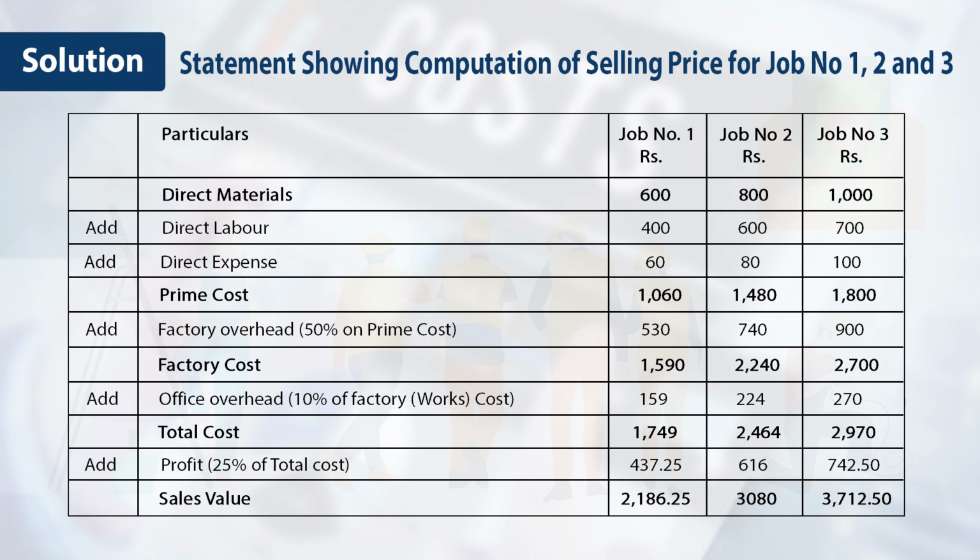In that add profit which is 25% of total cost and amount comes to 437.25 for job number 1, 616 for job number 2, 742.50 for job number 3, and therefore the sales value for job number 1 is rupees 2186.25, for job number 2 it is 3080 and for job number 3 it is 3712.50.